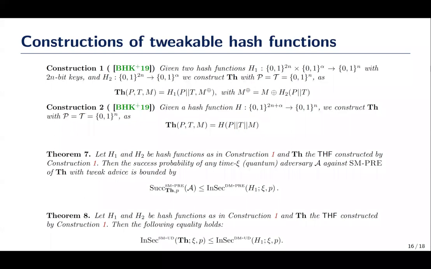Another thing to look at is the constructions of tweakable hash functions. SPHINCS+ proposed two possible constructions of tweakable hash functions from keyed hash functions. And there was an analysis of what the requirements on the keyed hash functions are to obtain the needed properties of tweakable hash functions. But SPHINCS+ didn't use preimage resistance and undetectability in their proof. So we also had to complete this part.